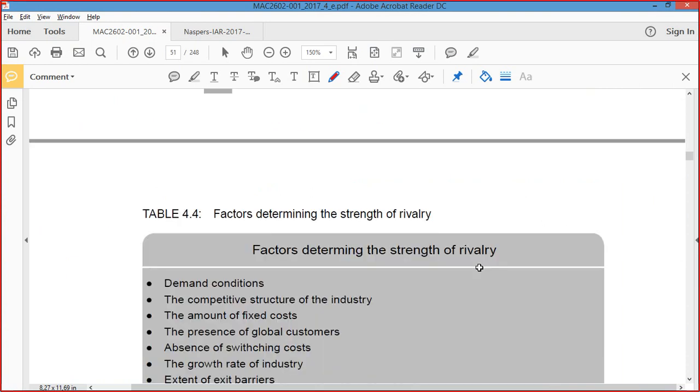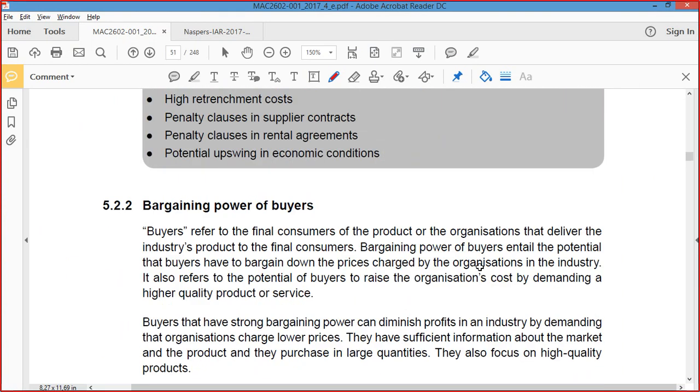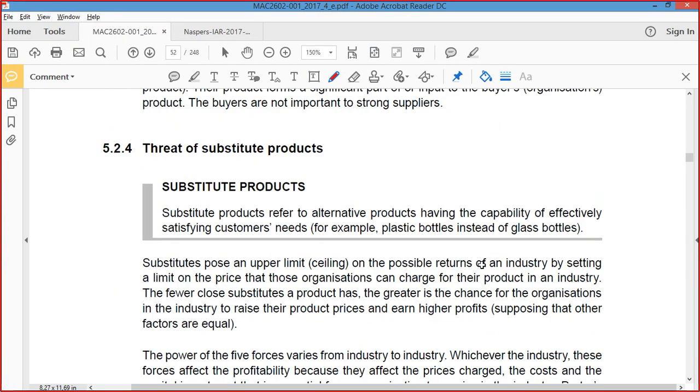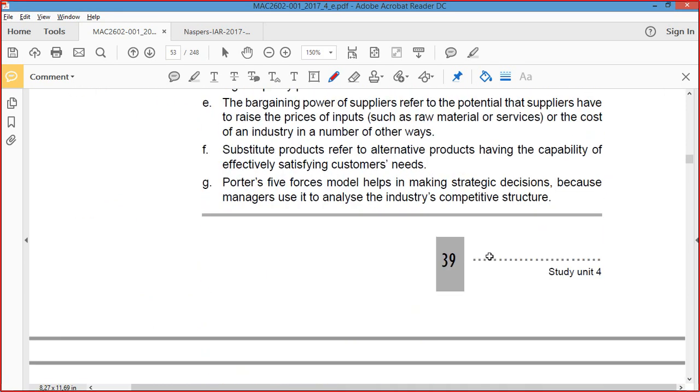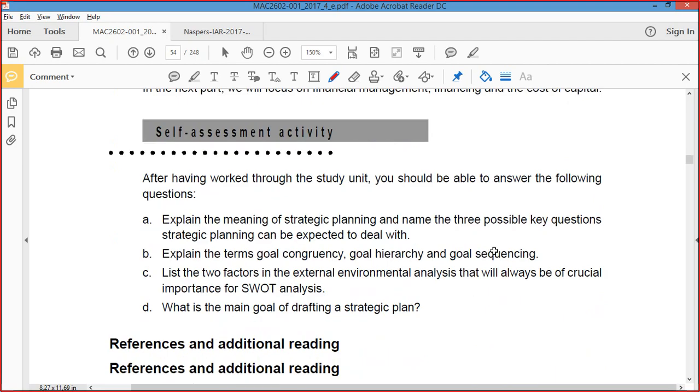Yes, that's all right. Okay, so we've covered that. Barriers to exit, barriers to entry. This is the bargaining power, then the threat of substitutes. Then I think we've covered all of that. Yeah, we have. Awesome.